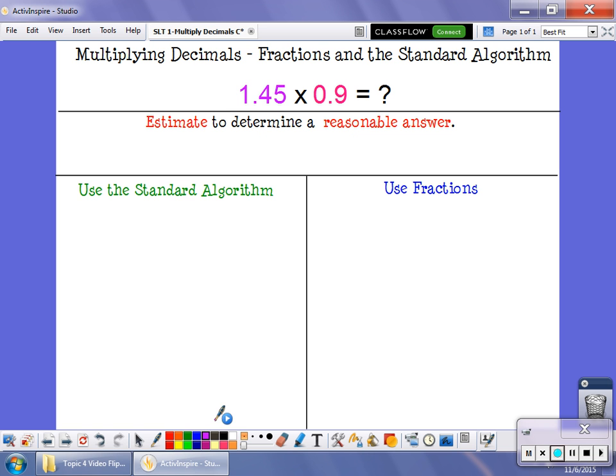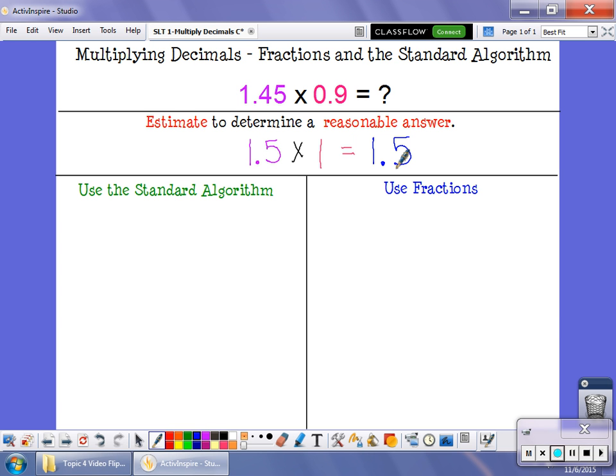So when I look at this, if I have 1 and 45 hundredths, in my head I'm going to think that's really close to 1 1/2. And then I want to multiply that by 9/10. Well, 9/10 is really close to 1. So I know if I do 1 1/2 times 1, I'm going to get an answer that's close to 1 1/2. Now that estimate's going to help me when I use my standard algorithm in terms of finding the correct answer.